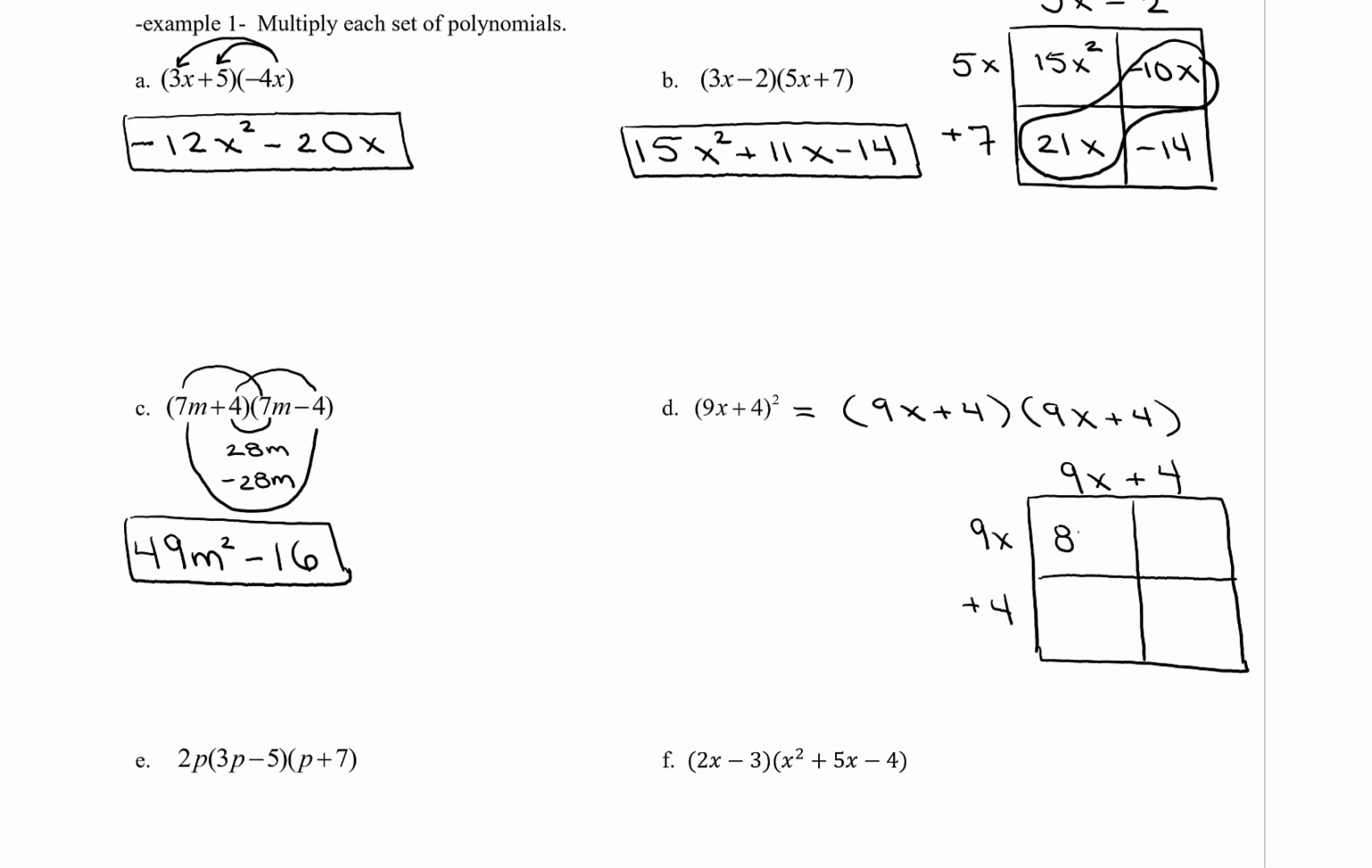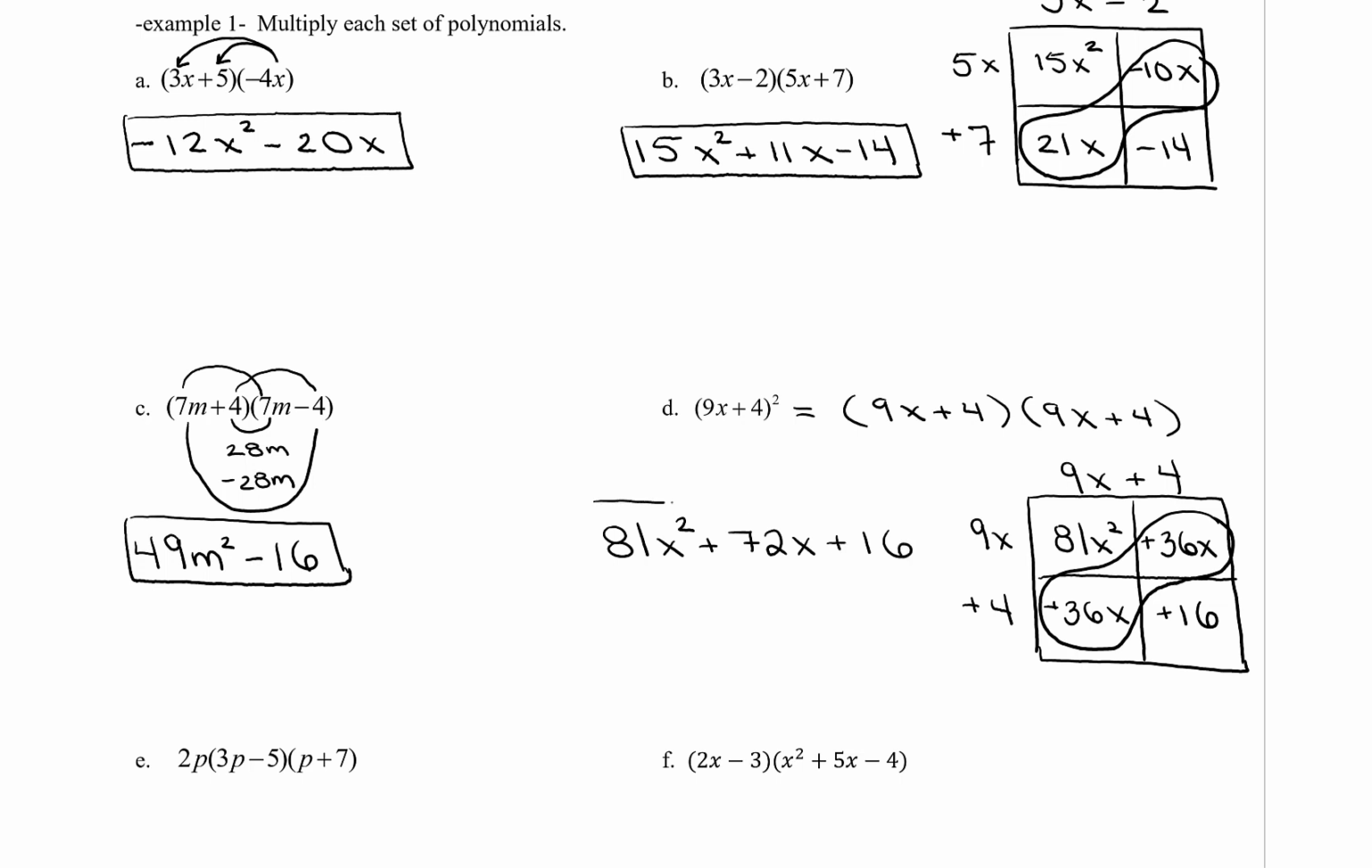9x times 9x is 81x squared. 9x times 4 is 36x. 4 times 9x is 36x. And then 4 times 4 is 16. The like terms here are 36x plus 36x. I'm going to add those together and draw a circle around those to show that I'm combining those. And my final answer is going to be 81x squared plus 72x plus 16. And I'm going to box that answer in.